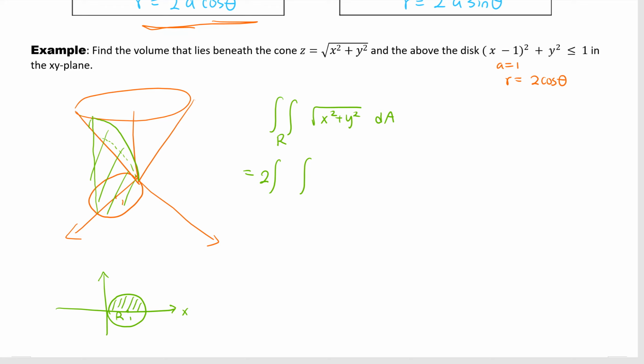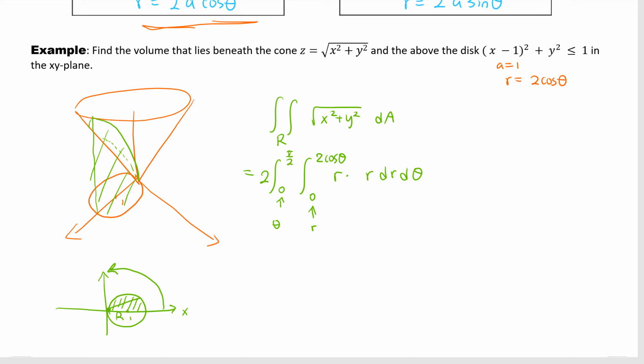And then what is square root of x squared plus y squared? This is just r, and dA is r dr d theta. Now let's look at the r. What is r? Well, r goes from 0 to this circle r equals 2 cosine theta, and my theta goes from 0 to, what is this angle?